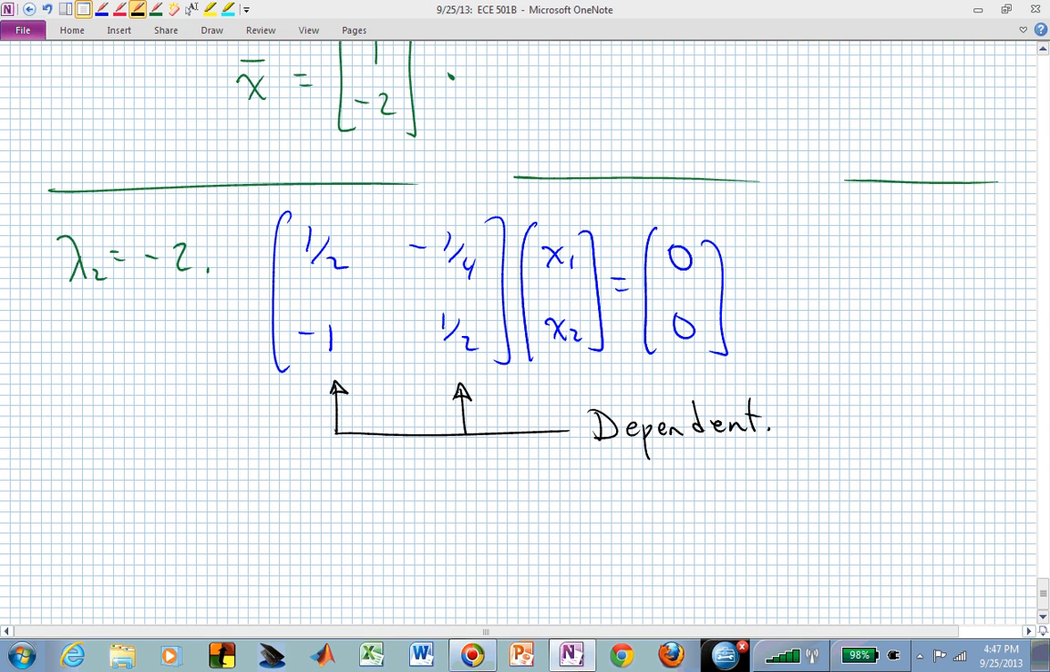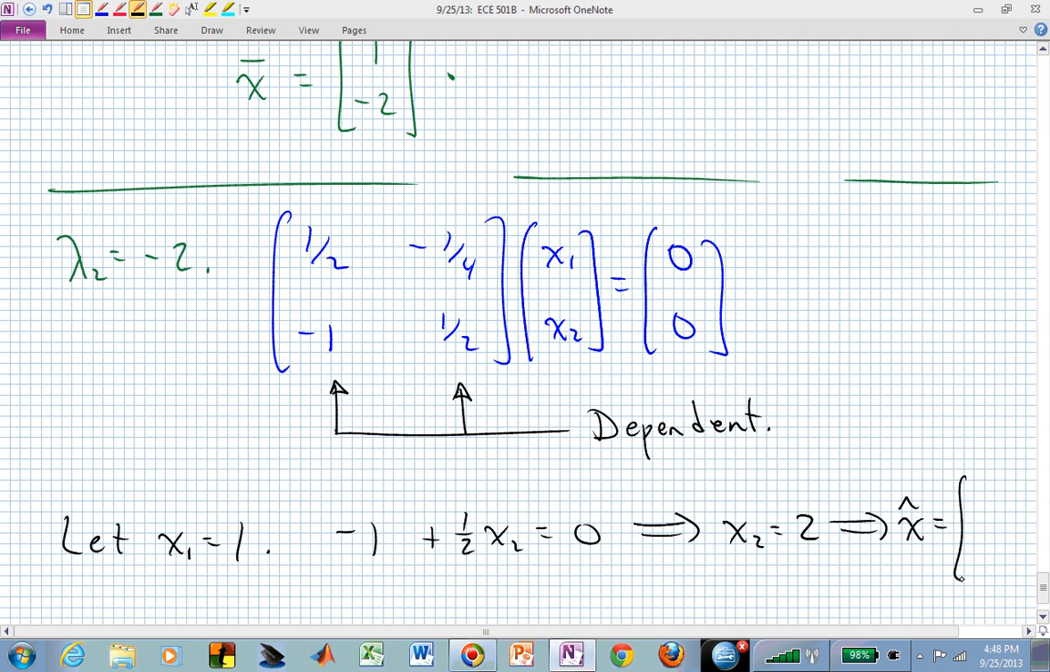We need to find x's, don't we? So again, let's just let x1 equal 1. And again, with the bottom row, we have minus 1 plus 1/2 x sub 2 equaling 0. So x sub 2 is equal to 2. And our eigenvector, let me just call it x hat instead of x bar, it's something different than the previous one. This is now 1, 2. And that's different than 1, minus 2, isn't it? So we now have two eigenvectors, each one associated with a separate eigenvalue.